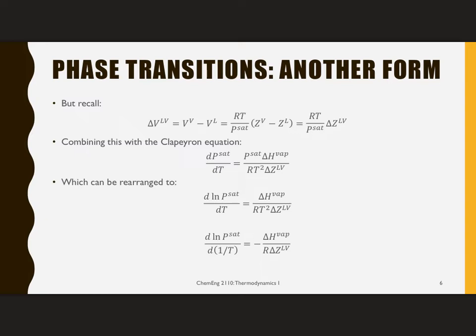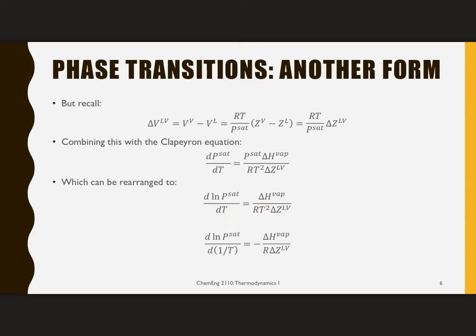And we can rearrange this to group my pressures together. And dP over P is the derivative of log of P. Do you agree with that? So the derivative of the log of P with respect to T is delta H of vaporization over RT squared delta Z for the phase change. And okay, so now how about my T's?